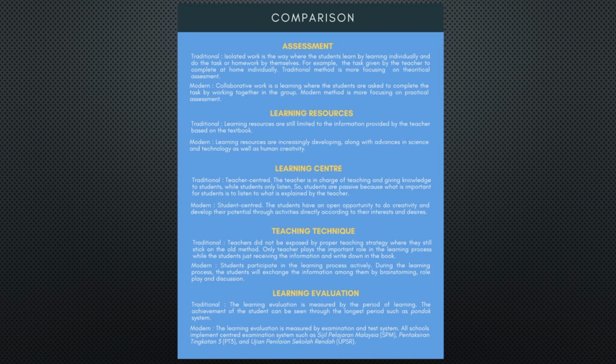So for the modern method, the learning evaluation is measured by an examination and test system. All schools implement a centralized examination system such as Sijil Pelajaran Malaysia, Pentaksiran Tingkatan 3, PT3, and Ujian Penilaian Sekolah Rendah, UPSR. From this examination, they can know their ability in each subject. That's all from us. Thank you.